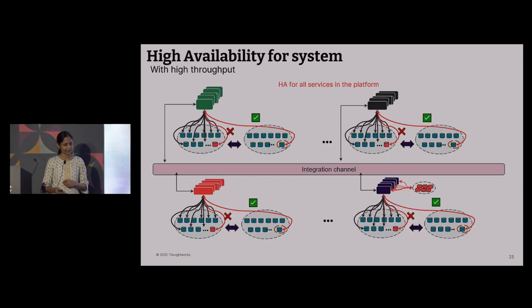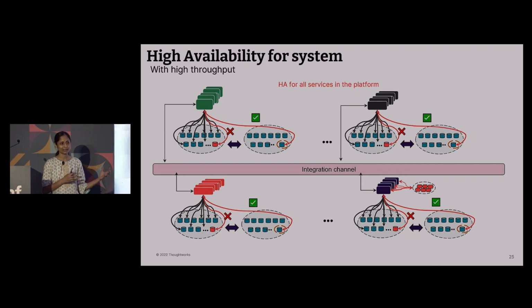Again, we need to rush, and this was for one system. For all the systems and all the databases, this is what the high availability solution looks like. We have still not gone down into the high availability of our event bus, but that is also another challenge.